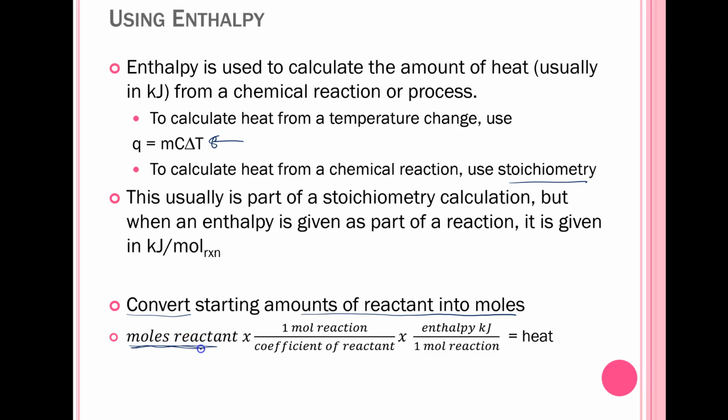Whatever you start with, you're going to change from moles of reactant. You're going to change it from the reactant into specifically 1 mole of reaction. So this is where you put the coefficient from the balanced equation. And then what you're going to do is use the enthalpy, which is kilojoules per mole of reaction, as a conversion. 1 mole of reaction produces heat. Okay, and I'll show you what I mean in a minute.